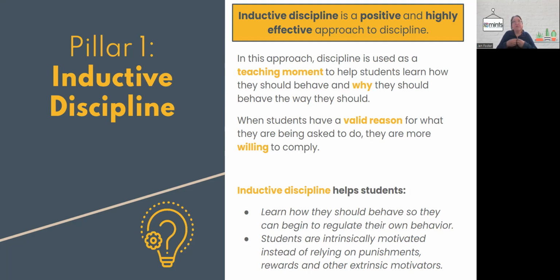And when we use inductive discipline, and we're really proactive with what our expectations are and telling them, this is what we're going to be doing. This is how I expect you to behave. This is why you need to behave this way. They're much more willing to comply with it. As adults, we're the same way. If somebody says, hey, I need you to do this because this might happen if it's not done the right way, then we're like, oh yeah, that makes sense. I'll do it that way. And it's not a problem.